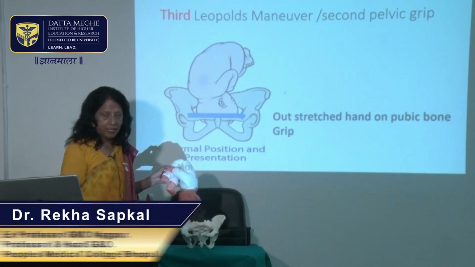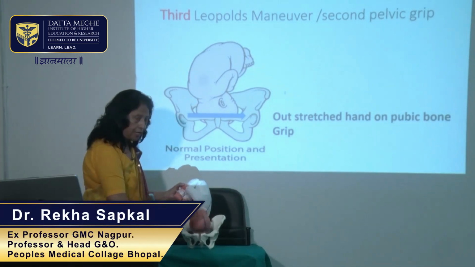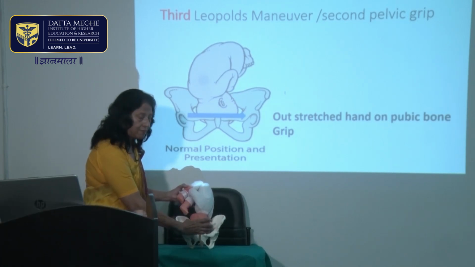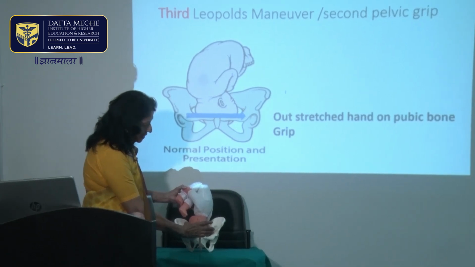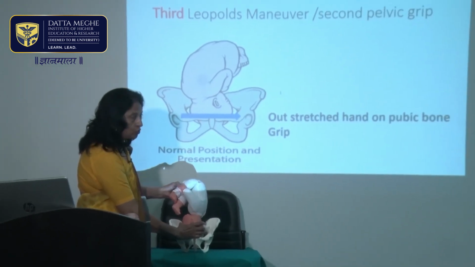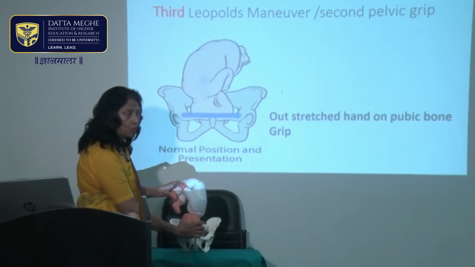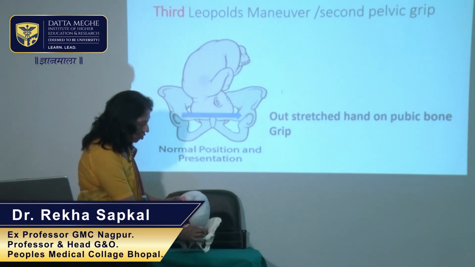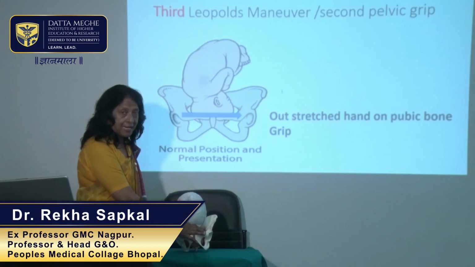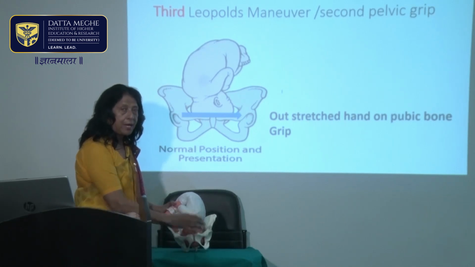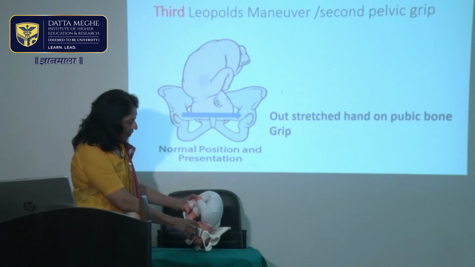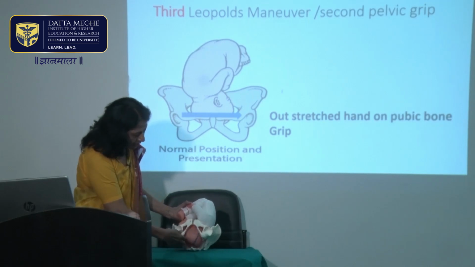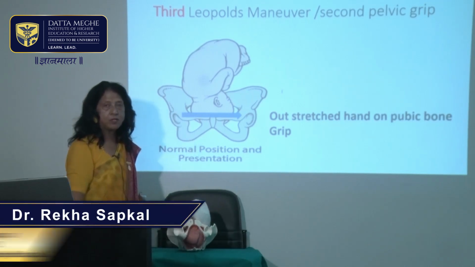The third Leopold maneuver, or the second pelvic grip: I stand on the right side of the patient, put the ulnar border of my right hand over the pubic symphysis with four fingers on one side and the thumb on the other, and try to move the head. If the head is moving, it is floating. If it does not move, it is fixed. If it is not palpable at all, it is engaged, it has entered the pelvic brim. The biparietal diameter has crossed the pelvic brim, the head and sinciput are not palpable per abdomen, and on per vaginal examination the head is at the level of the ischial spine. That is known as engagement.